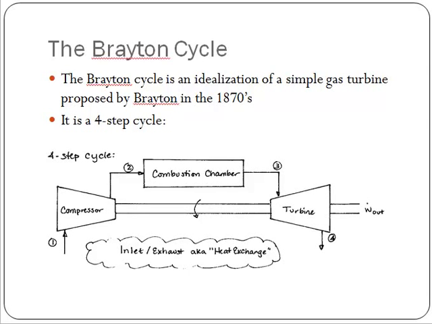All right, so now let's look at the ideal Brayton cycle. Brayton cycle was developed in the 1870s as an idealization of the way a simple gas turbine could operate. So it really becomes a four-step cycle where we bring in air from the outside, we compress it to a high pressure, goes into a combustion chamber where heat input via combustion occurs.